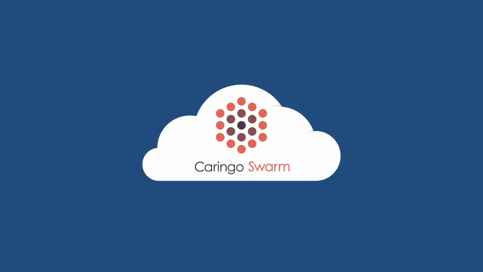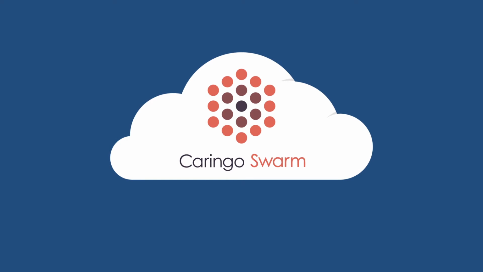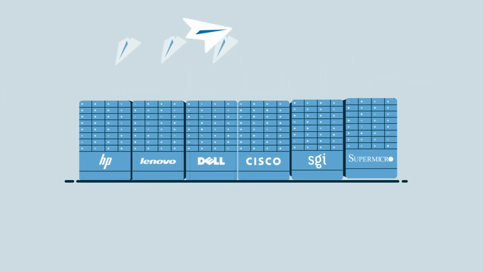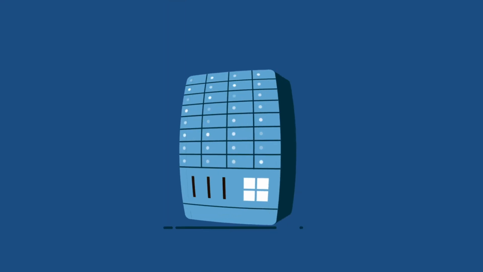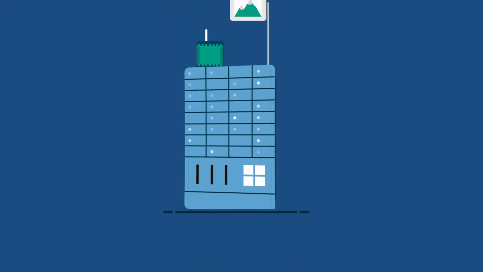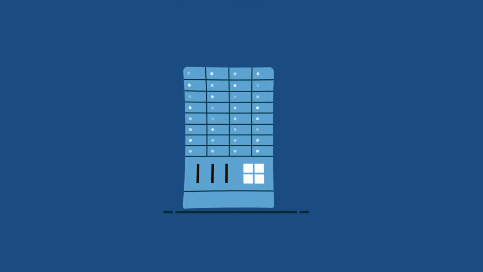Filefly lets you set file and directory level policies to transparently move files from your filers to Coringo Swarm, bulletproof, limitless storage software that runs on any mix of commodity hardware, all while maintaining mount points. So you can optimize your filers without painful data migrations or costly forklift upgrades.